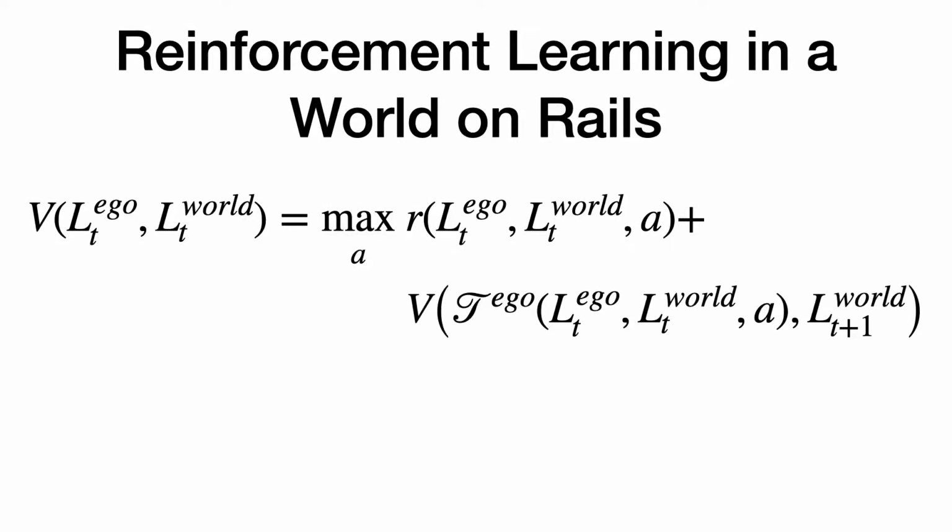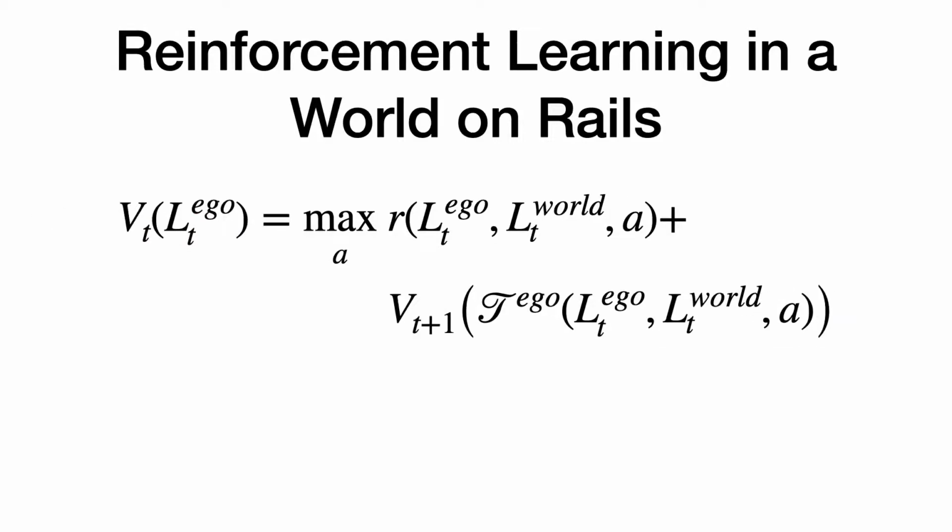Let's now plug in the world on rails. Thus far, nothing changed. The Bellman updates still look one step into the future to determine the next best state. However, here only the ego vehicle is a free variable. The world is modeled by replaying data, and thus can be a constant. This simplifies the Bellman update to a recursive definition of the value function through time. Each value now only depends on the state of the ego vehicle, and all the world state disappears in the time index. What have we gained through this?